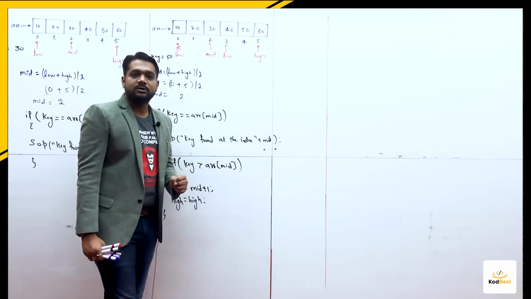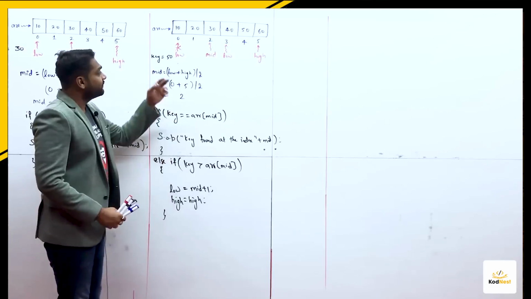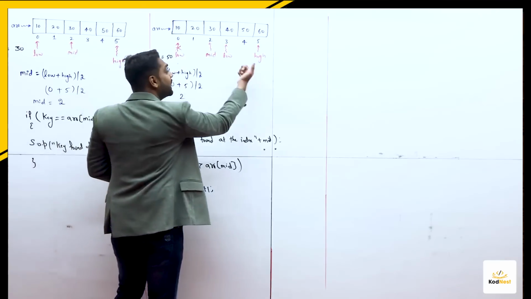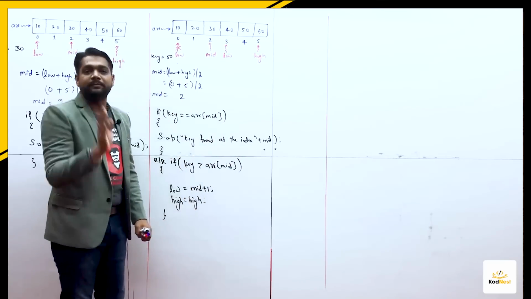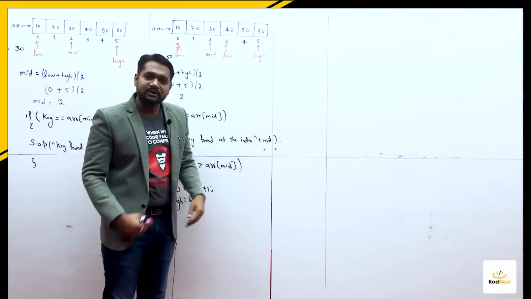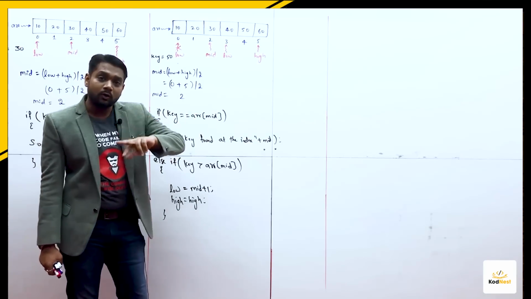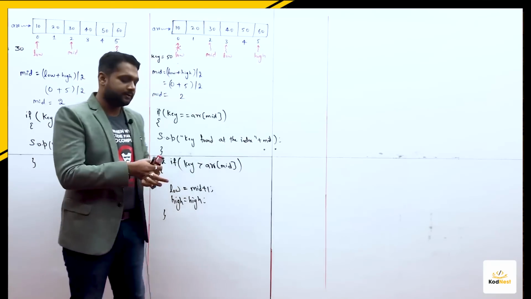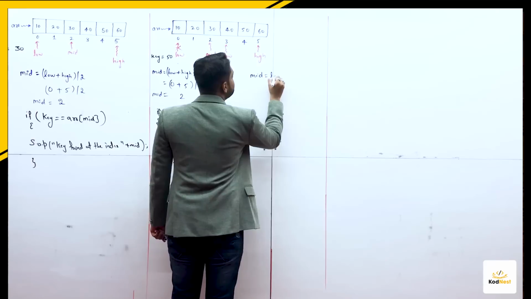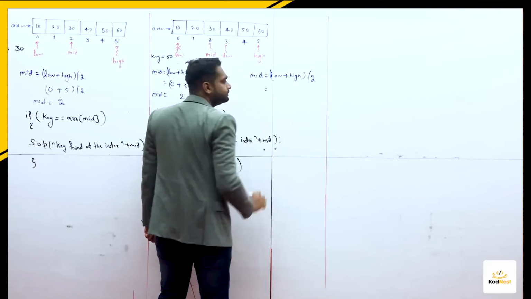Okay, sir. Next what? Always remember in binary search algorithm, if at all low or high value changes, you have to again calculate mid. What was the low value previously? 0. What is the low value now? 3. Means low value changed. High value is same, but low value changed. If at all low or high value changes, again calculate mid. Like this. What is the mid? Mid will always be equal to low plus high by 2.